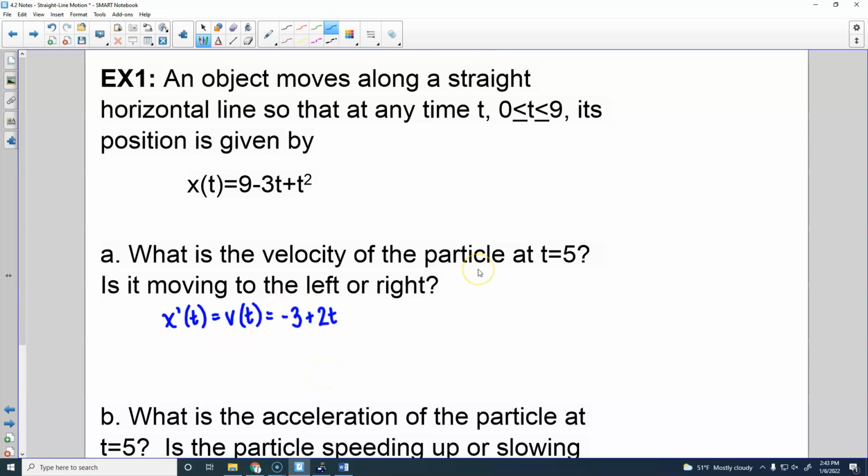And so if we want to know this at 5, we just plug in 5. So make sure you label this v of 5. So negative 3 plus 2 times 5 is going to be negative 3 plus 10. So we will get 7.